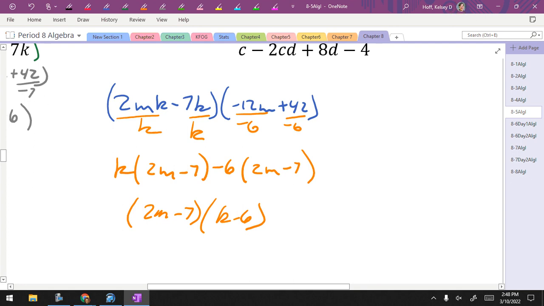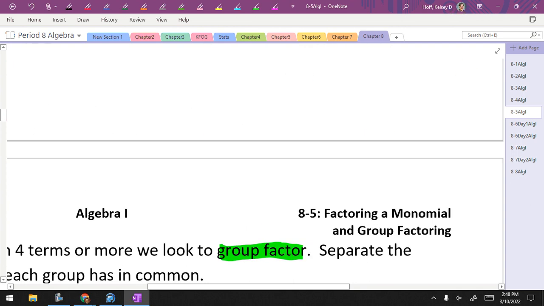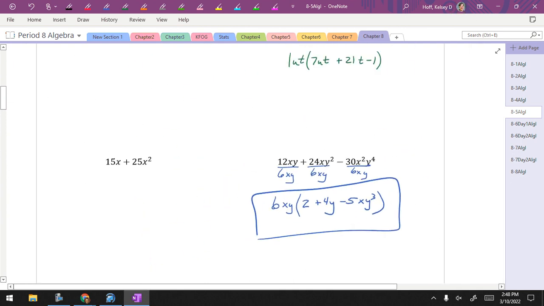If you get a 2mk, negative 7k, you've lost your negative right there. Yep. When you're rearranging, make sure you take the sign with them. Questions on factoring. You're looking for the GCF. If there's 4 terms, group factor. Front page, 2 terms or 3 terms, you're looking for the largest number and the most exponents, variables you can take out.